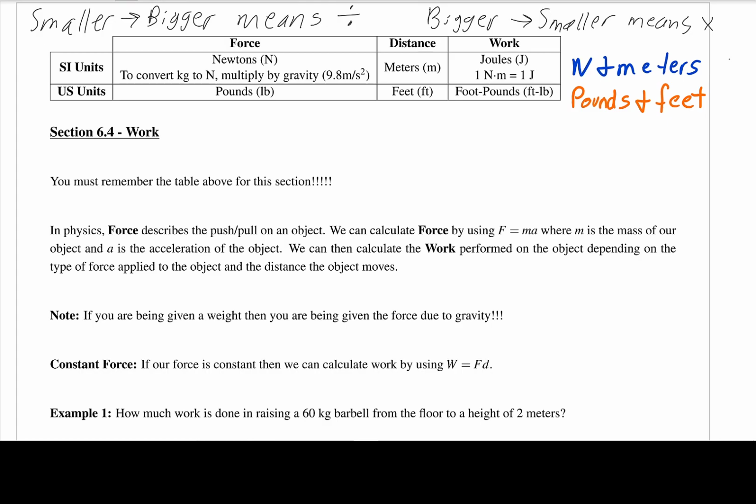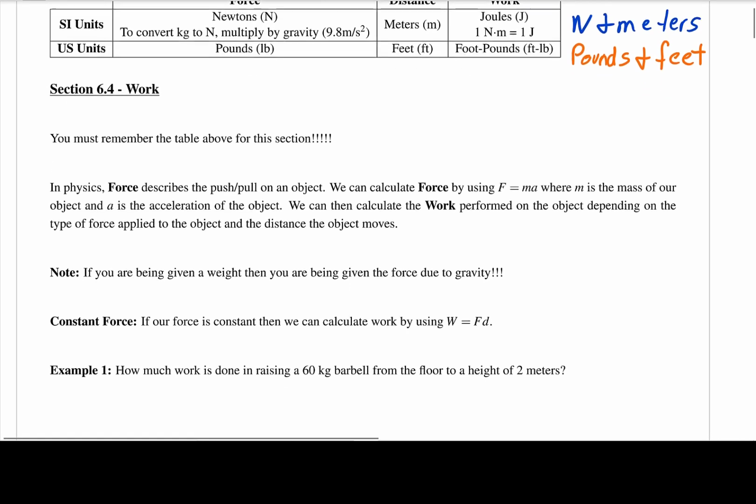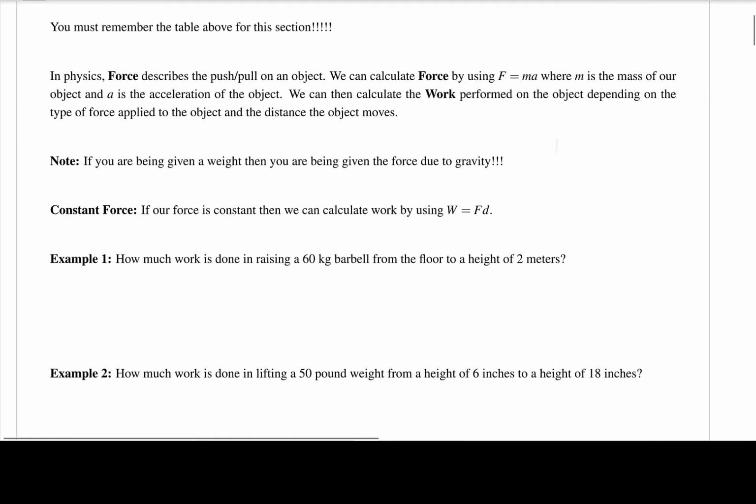When you get to a problem, you either need to put everything in terms of newtons and meters, or you need to put everything in terms of pounds and feet. Okay, this table will be very important for this section.